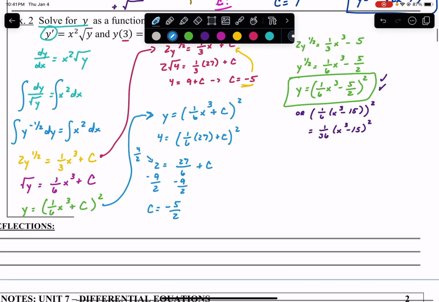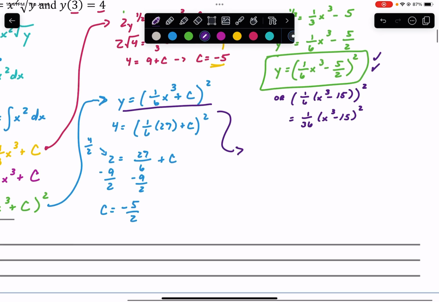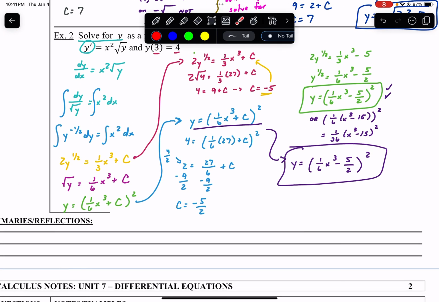Well, that's not the same thing that we just got. We got c is equal to negative 5 here, and here we got c is equal to negative 5 halves. But remember, it matters the step in which I solve. So if I now go back to the step at which I solved, which is right there, and plug in that negative 5 halves, I would get y equals 1/6 x cubed minus 5 halves all squared. Oh, look, those are the exact same. So that's a good example of you getting different c values depending on the step in which you solve. But ultimately, your final answer should always be the same whenever you solve for y.